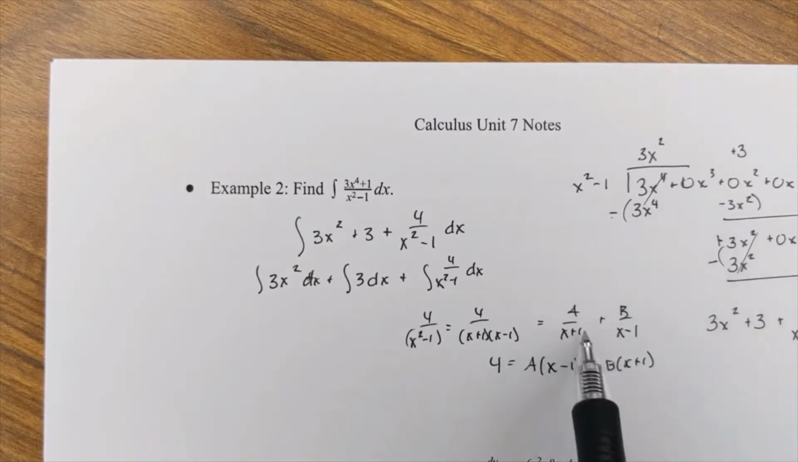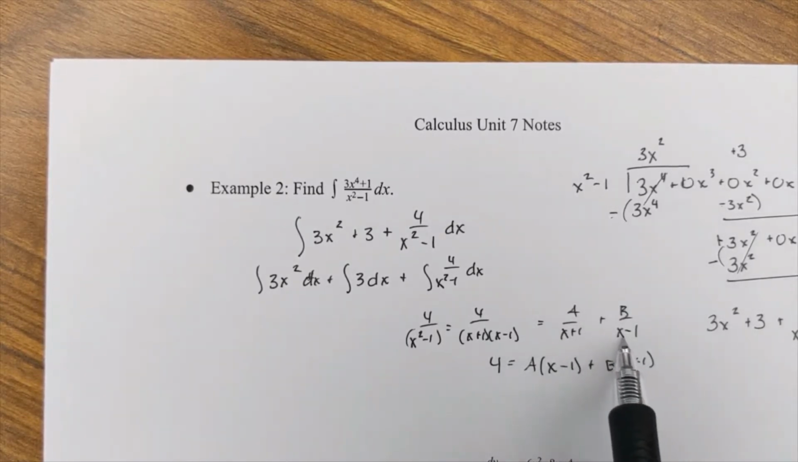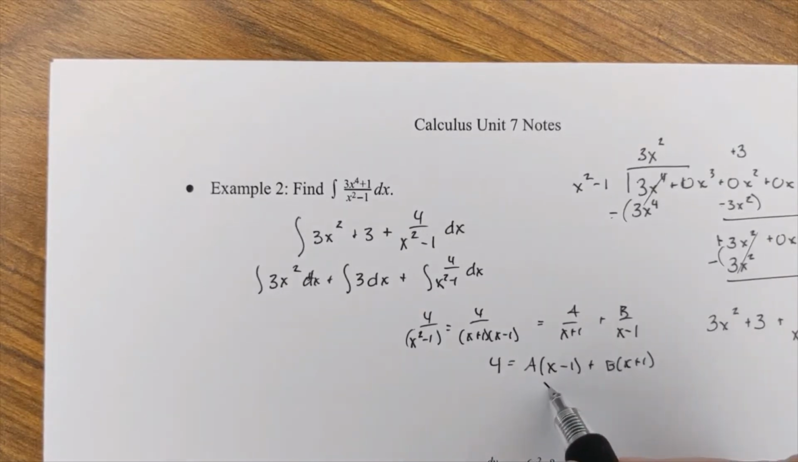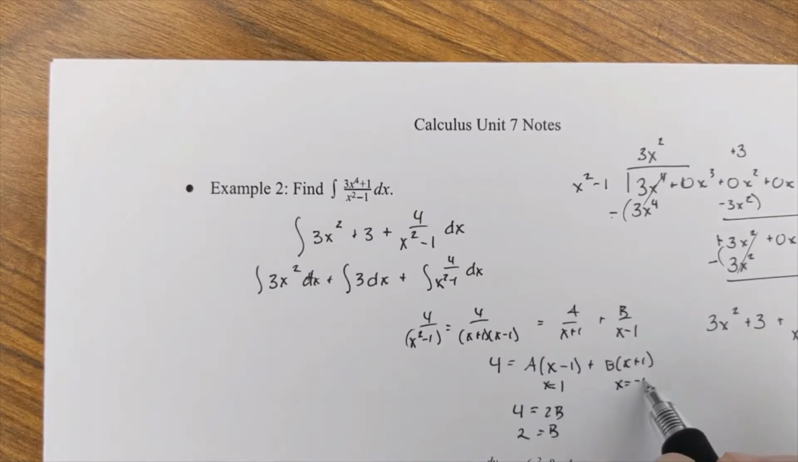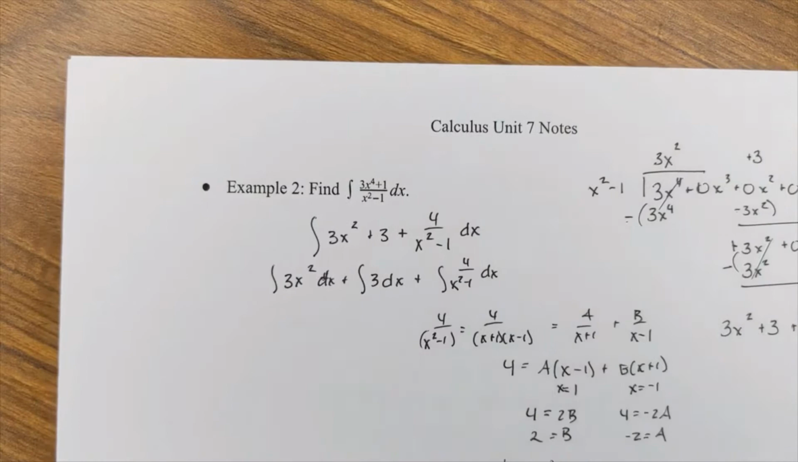Just as a shortcut, whatever's not underneath this denominator shows up. So this x plus 1 goes here. Now if you have A, B's, and C's, it gets a little bit trickier. So if x is 1, the A goes away, so I get 4 equals 2B, so B is 2. If x is negative 1, the B's go away, so I get 4 equals negative 2A, so A is negative 2.